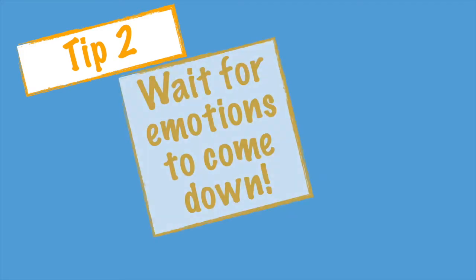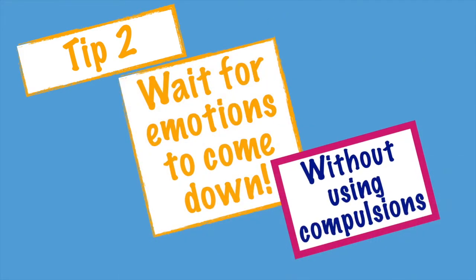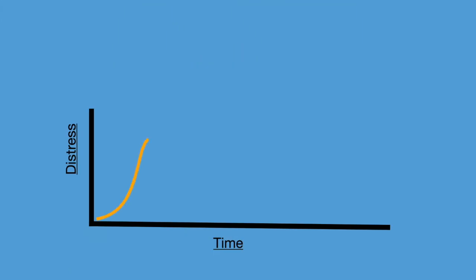Tip 2. Sit with emotions and wait for them to come down naturally. It's natural that we will feel anxious during exposure. After all, this is the reason we're doing it. However, we also want to be sure that even when we feel a surge of emotion or distress, that we don't stop the exposure at this point. If we stop the exposure when our distress is at a peak, all we do is reinforce an associated fear response. In other words, we strengthen our fear rather than reduce it.